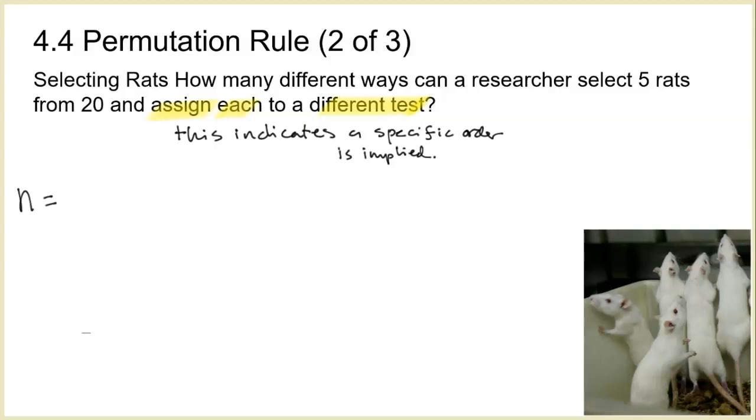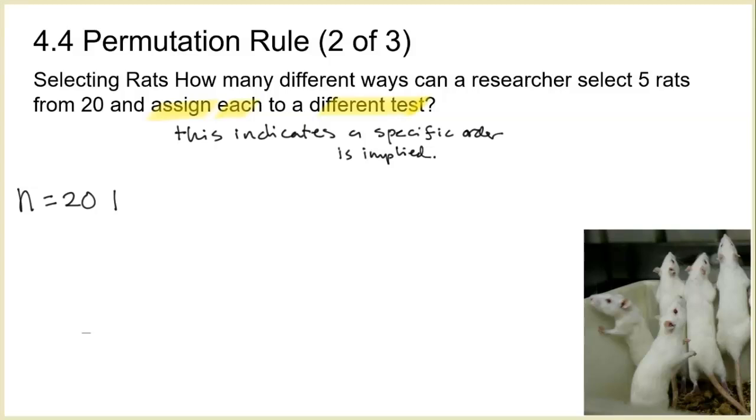So if I have 5 different tests, that means rat A can be assigned to test 1 or test 2 or test 3 and so on, and then that different assignment represents a new order. So it's very specific.